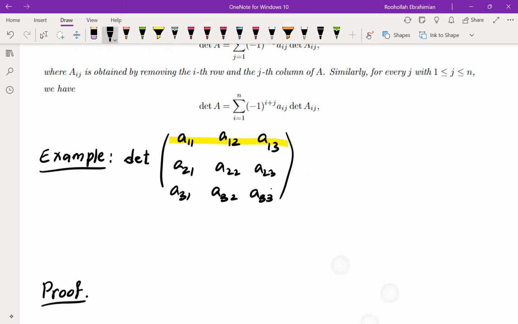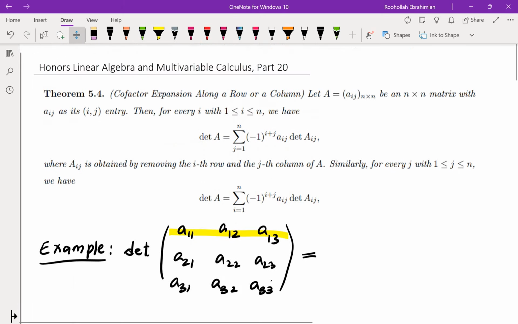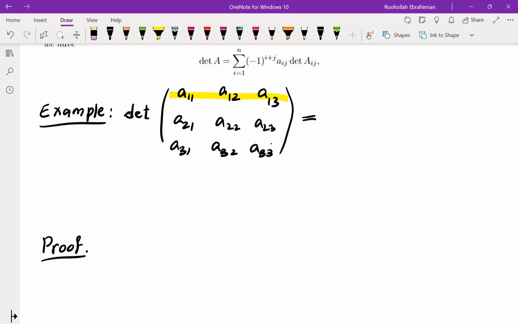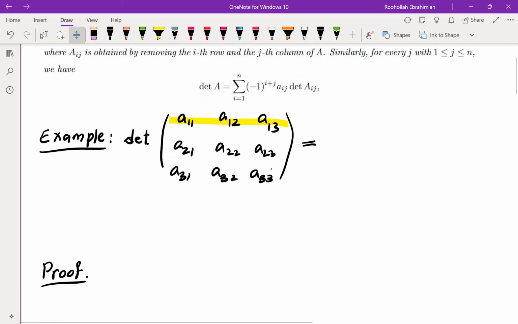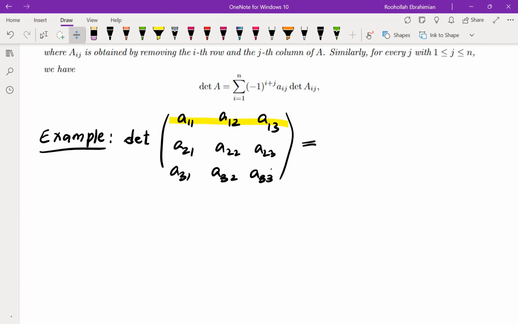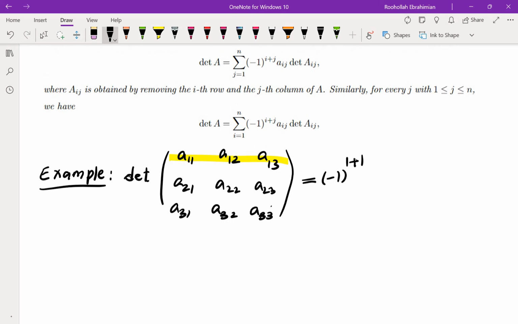You start from one of the entries, let's say A11, and you'll have to do that for all of the entries. So you'll start from A11, which is the first entry of the first row. You have a plus minus sign in front of it. The sign is (-1) to the power of 1 plus 1, A11, and then determinant of. You remove that row and that column, and you get a 2 by 2 determinant: A22, A23, A32, A33.